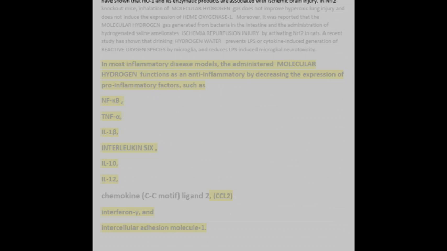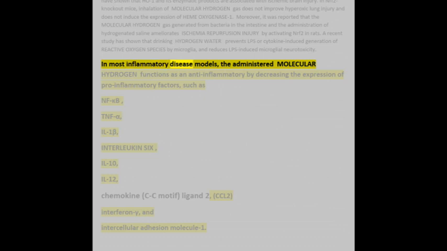In NRF2 knockout mice, inhalation of molecular hydrogen gas does not improve hyperoxic lung injury and does not induce the expression of heme oxygenase 1. Moreover, it was reported that the molecular hydrogen gas generated from bacteria in the intestine and the administration of hydrogenated saline ameliorates ischemia-reperfusion injury by activating NRF2 in rats. A recent study has shown that drinking hydrogen water prevents LPS or cytokine-induced generation of reactive oxygen species by microglia, and reduces LPS-induced microglial neurotoxicity.